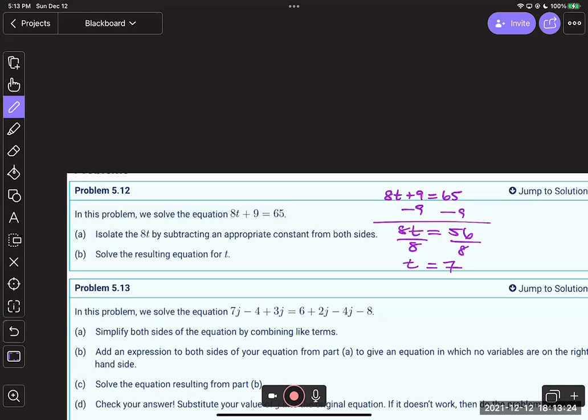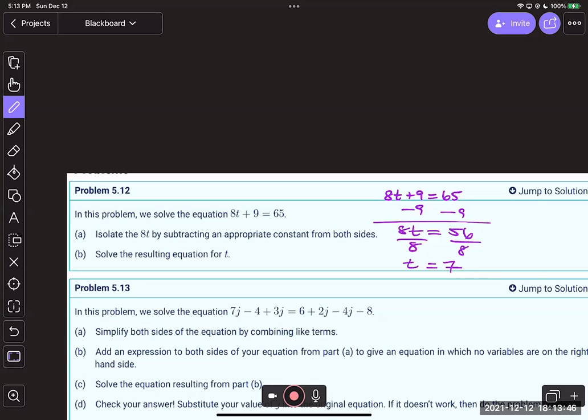Nice work, you two. So the reason why we need to divide by 8 is because currently we are multiplying by 8. So you got to undo that. To undo multiplication, you do division. I've said it at least 10 times by now, but I'm going to need to say it 10 times more. To undo multiplication, you divide by 8. So that's exactly what you do. And since you did it to the left side, you got to do it to the right side.